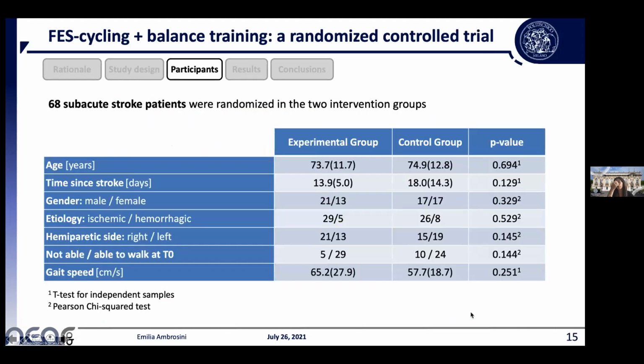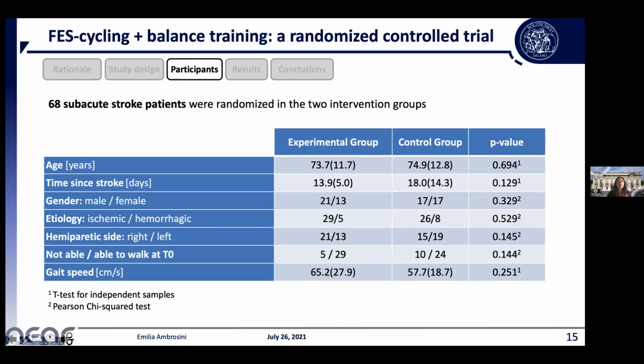And at the end, we recruited 68 subacute stroke patients that were randomized into 2 groups, the experimental and the control group. In this table, we summarize the characteristics of the participants at baseline. So this is the age. The patients were quite old, about 74 years on average. The time since stroke was very short, so about 2 weeks after stroke they were recruited. There was a balance between male and female, and for sure a balance between the 2 groups. We had more ischemic than hemorrhagic strokes, as is typical.